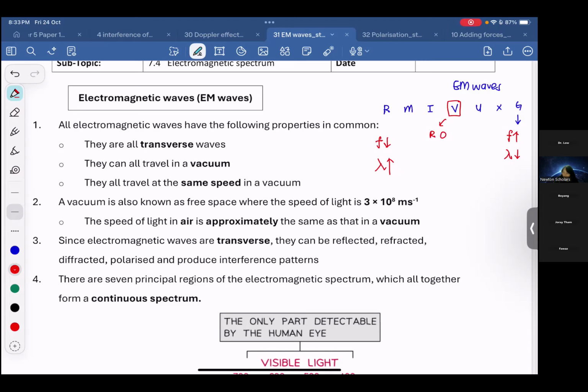Red, orange, yellow, green, blue, indigo, then violet. At here, red, R-E-D. What is this? It is called infrared. Can you see that? It follows, this one followed by the red color. Violet, V, at here is actually followed by ultraviolet.